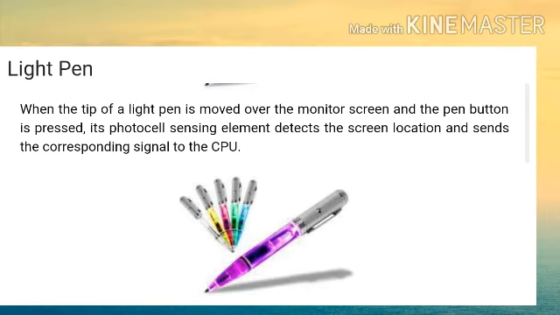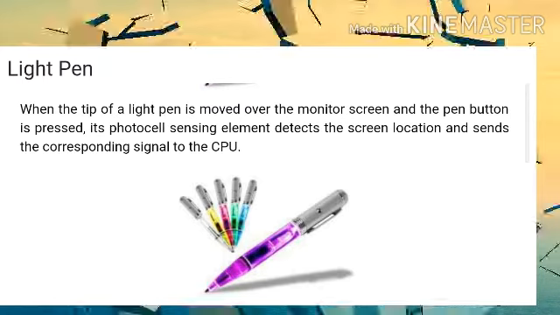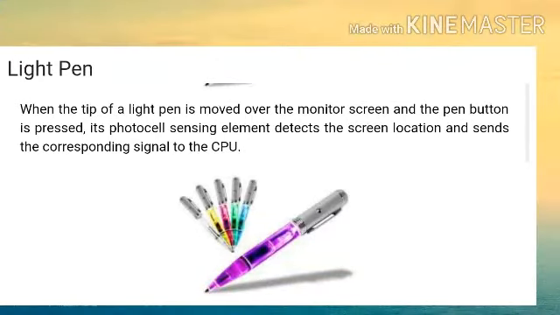When the tip of the light pen is moved over the monitor screen and the pen button is pressed, its photocell sensing element detects the screen location and sends the corresponding signal to the CPU. Figure shows the light pen.